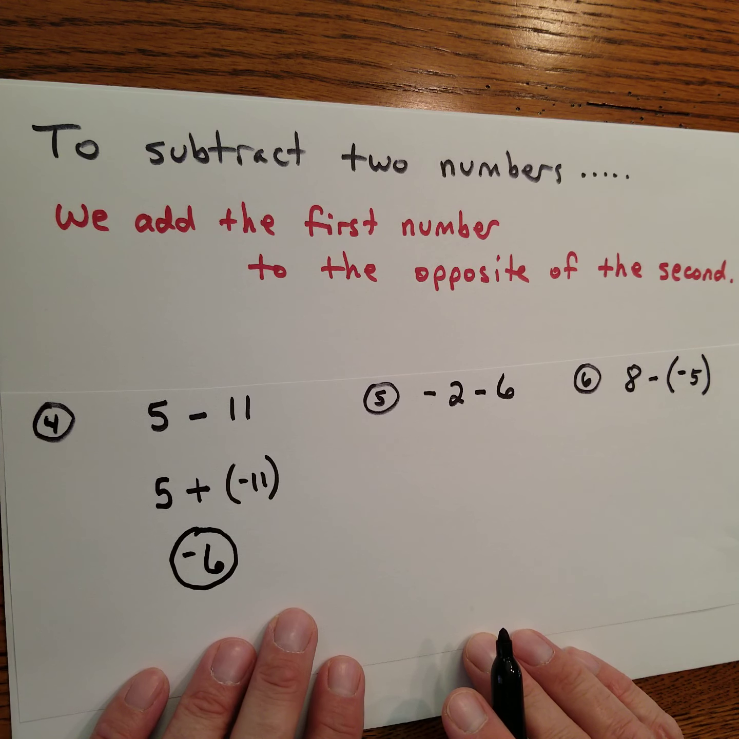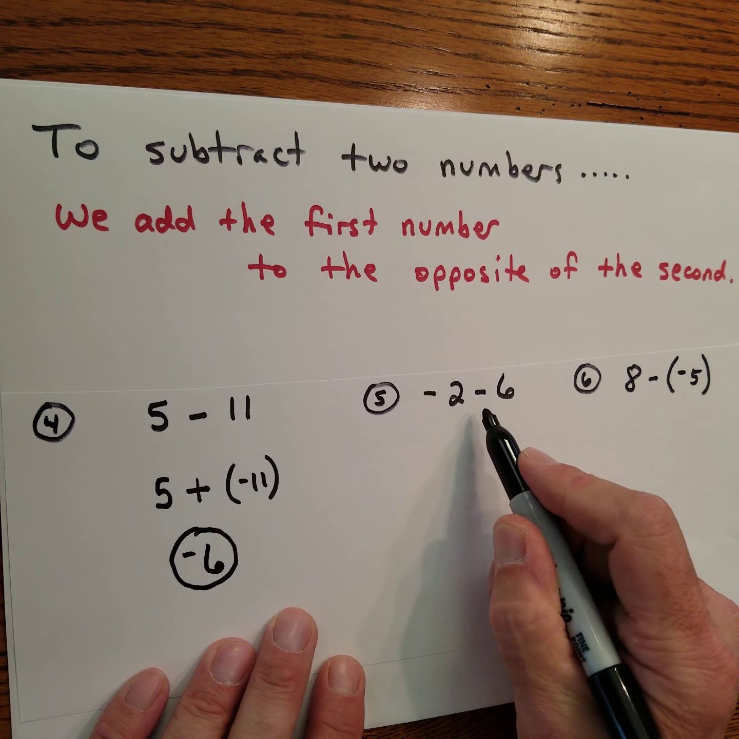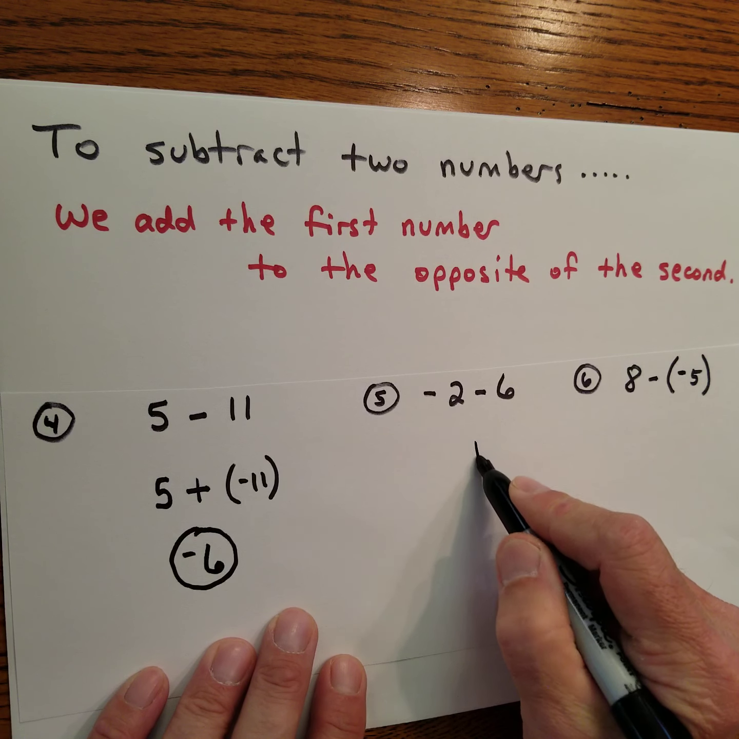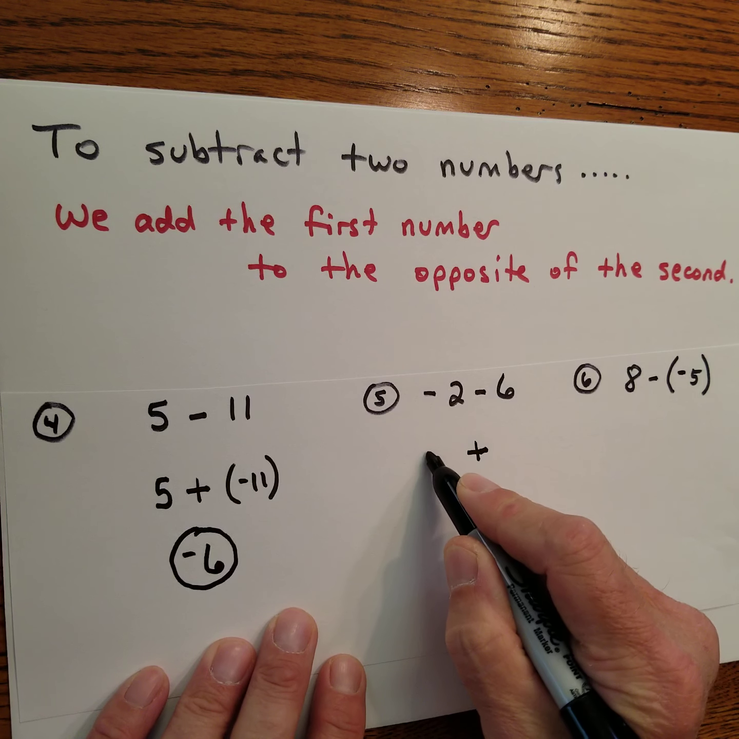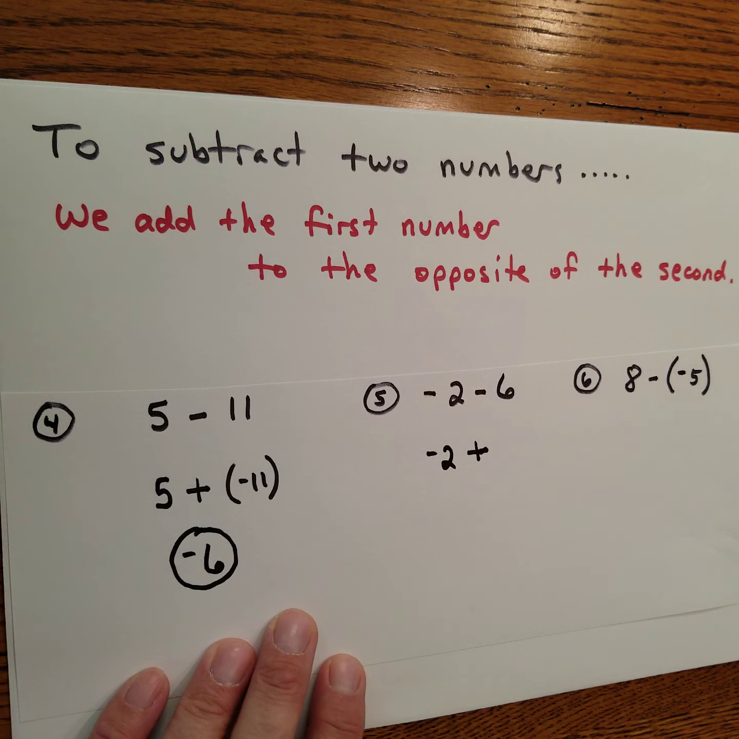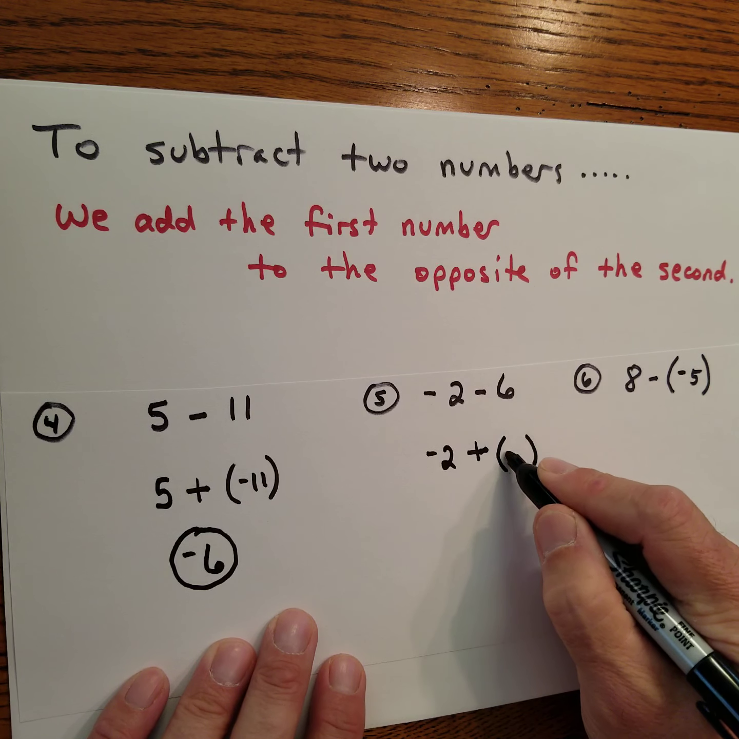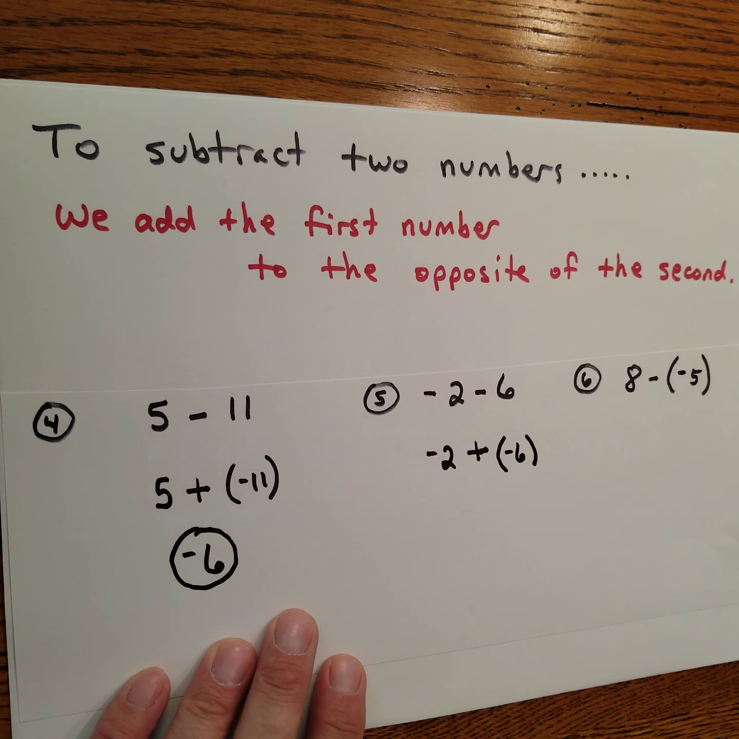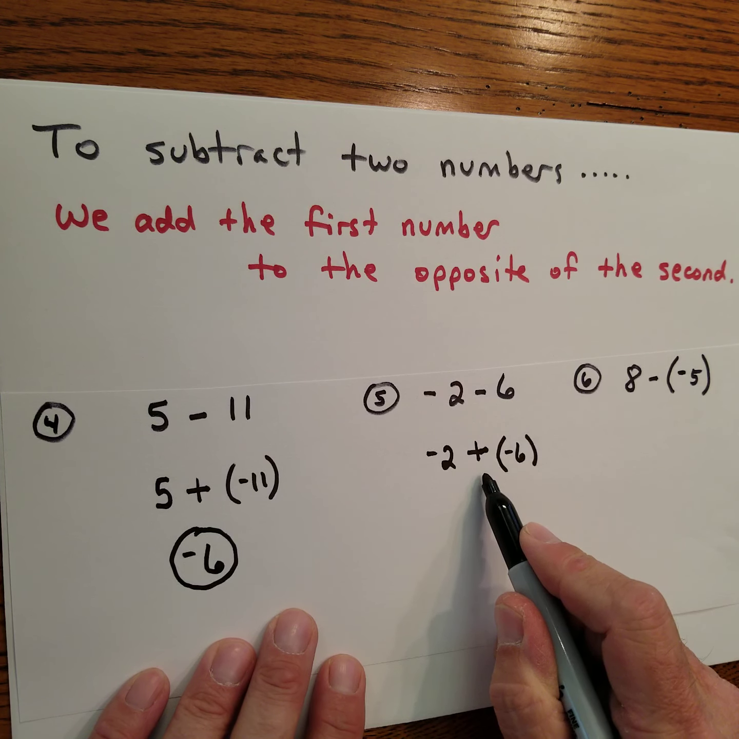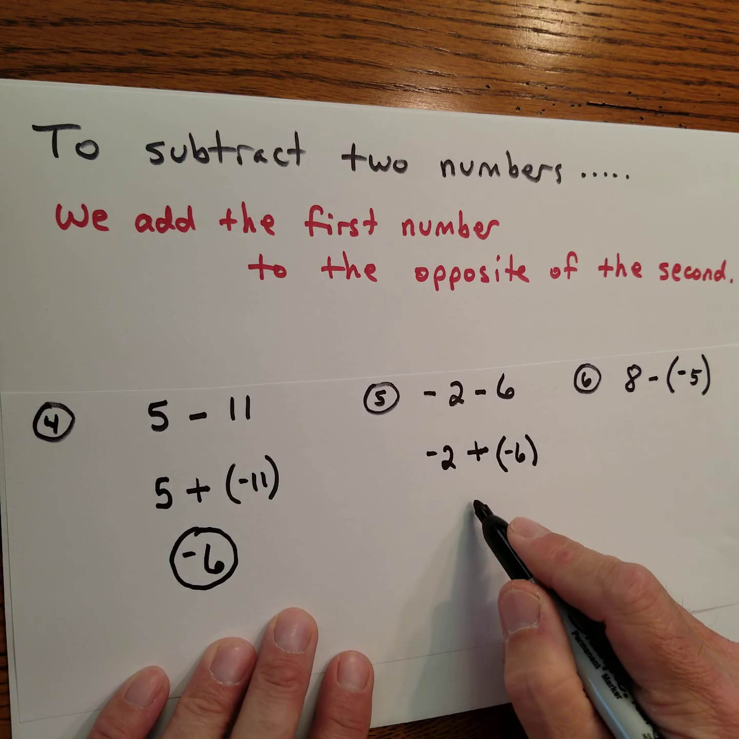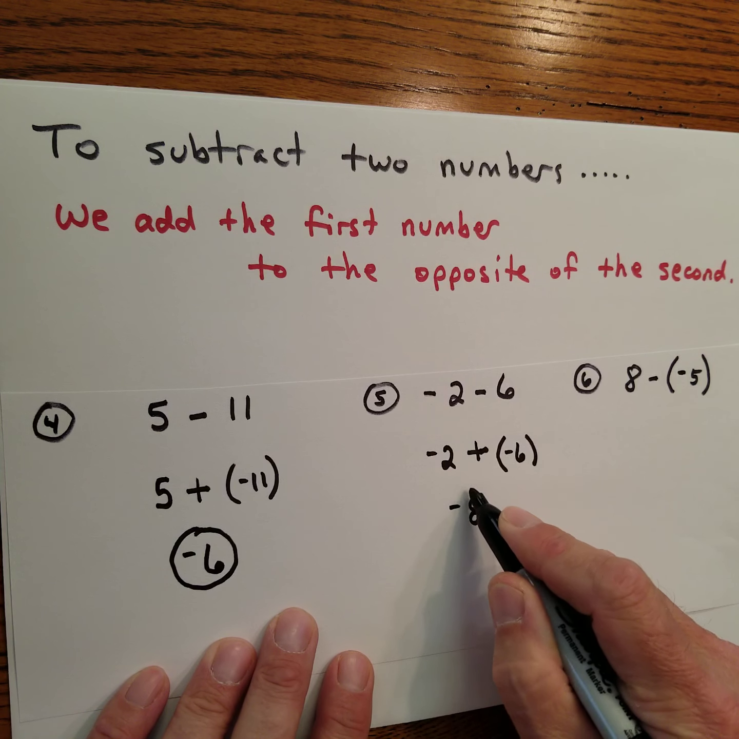Let's try number 5. When we subtract, we change it to addition of the first number and the opposite of the second number. The second number was a 6, so we'll use negative 6. Now we're adding, and if the signs are the same, we add and keep the sign.